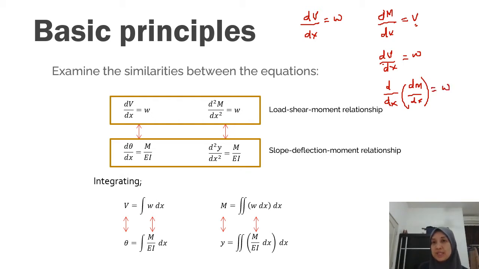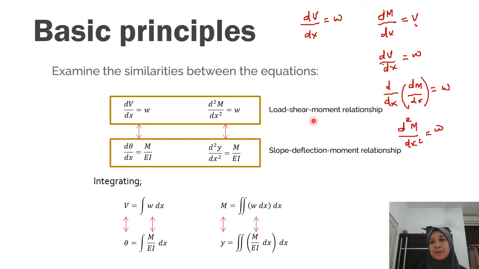Basically, if I rewrite this, I will get d squared M over dx squared equals w, or your load. This is what I get from the first equation, and this is the relation between my load, shear, and moment.